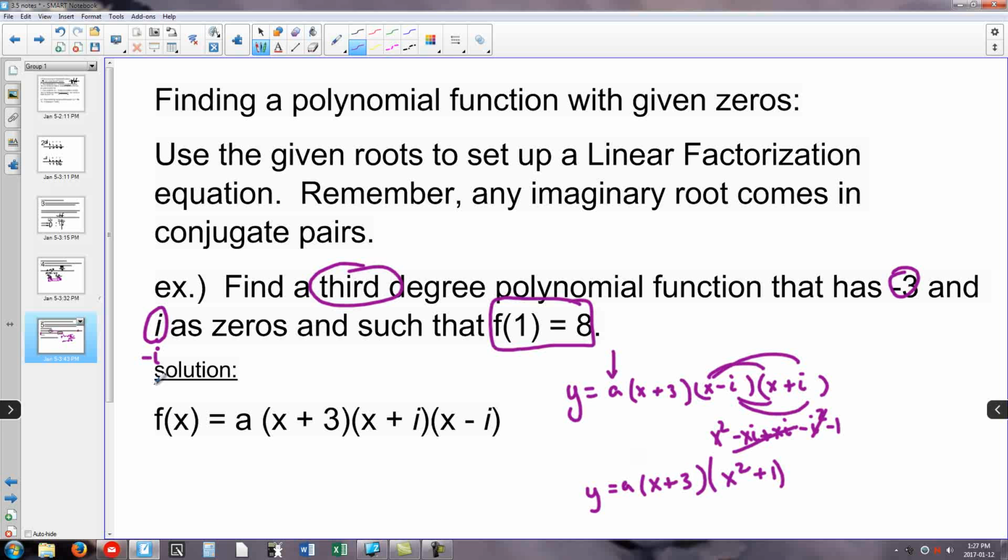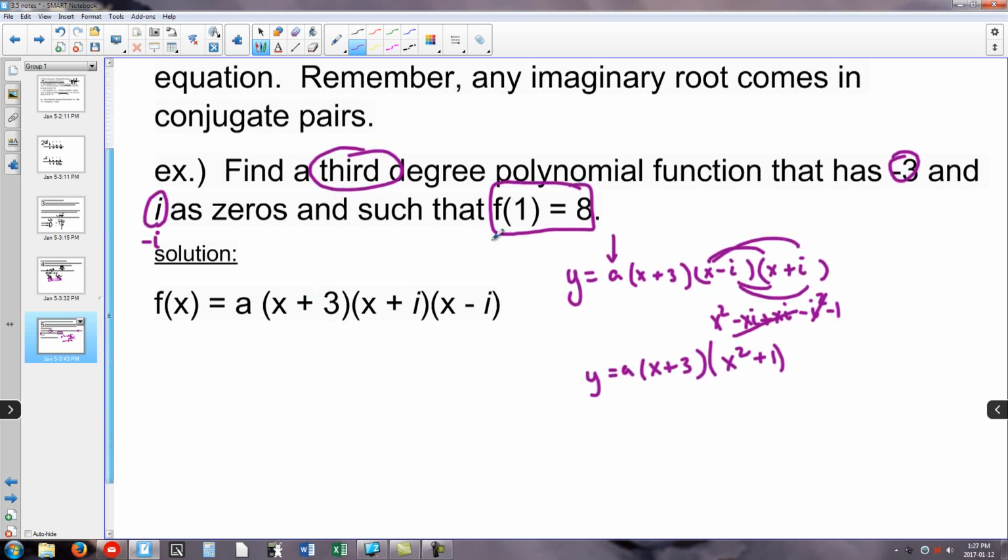Well, now if I put in 1 for x, which is what this equation tells me to do, I should get 8 for y. So 8 equals a times 1 plus 3 times 1 squared plus 1. 1 plus 3 is 4. 1 plus 1 is 2. 4 times 2 is 8. So 8 equals a times 8. A would equal 1. So I can just come up here and stick a 1 here, or I could just erase the a and I would have my equation.